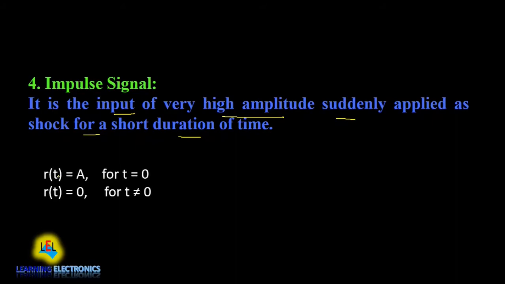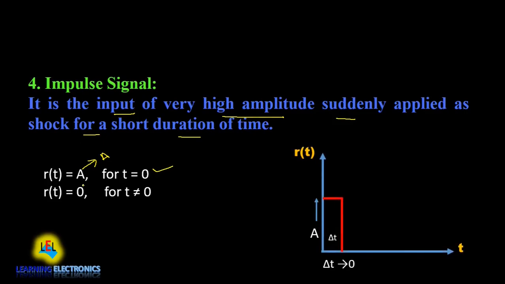Mathematically it is represented like this: r(t) is equal to A for t is equal to 0 and r(t) is equal to 0 for t not equal to 0. That means it will only exist when time is equal to 0, means for time t is equal to 0, it will have amplitude or magnitude equal to A. Okay. And for all the values of time which are not equal to 0, this function will be equal to 0. Okay. So this is the graphical representation of the impulse signal.